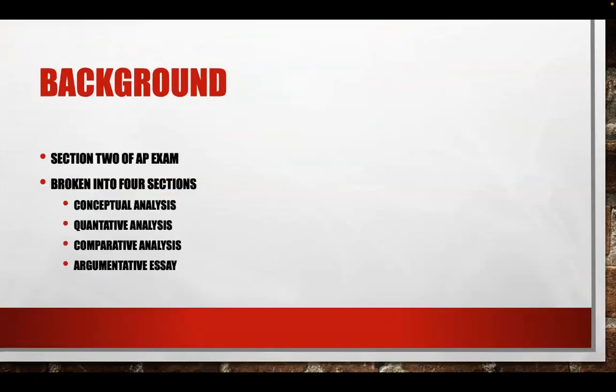Now, first thing you need to understand is the background. The AP Comparative Government and Politics assessment is broken up into two different parts: Section 1, which is multiple choice, and Section 2, which is your FRQ, or free response questions. That's what we're going to be focusing on right here. Section 2 of the AP exam is going to be broken up into 4 different sections, and I'm going to explain these 4 sections as we go.